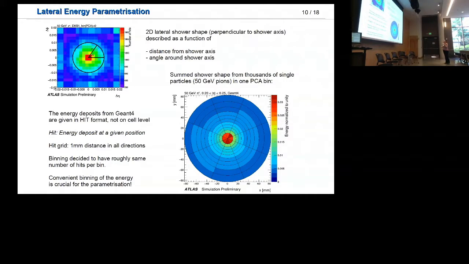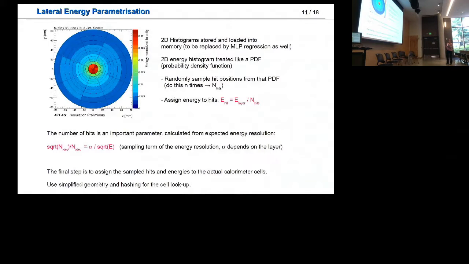This is an example for pions. And once we have constructed this average shower shape histogram, we can use this as a PDF and then randomly draw hit positions from this distribution. We do this n times, and the parameter n hit is a really crucial parameter. We give each hit the same amount of energy, so the energy in the layer divided by the number of hits.